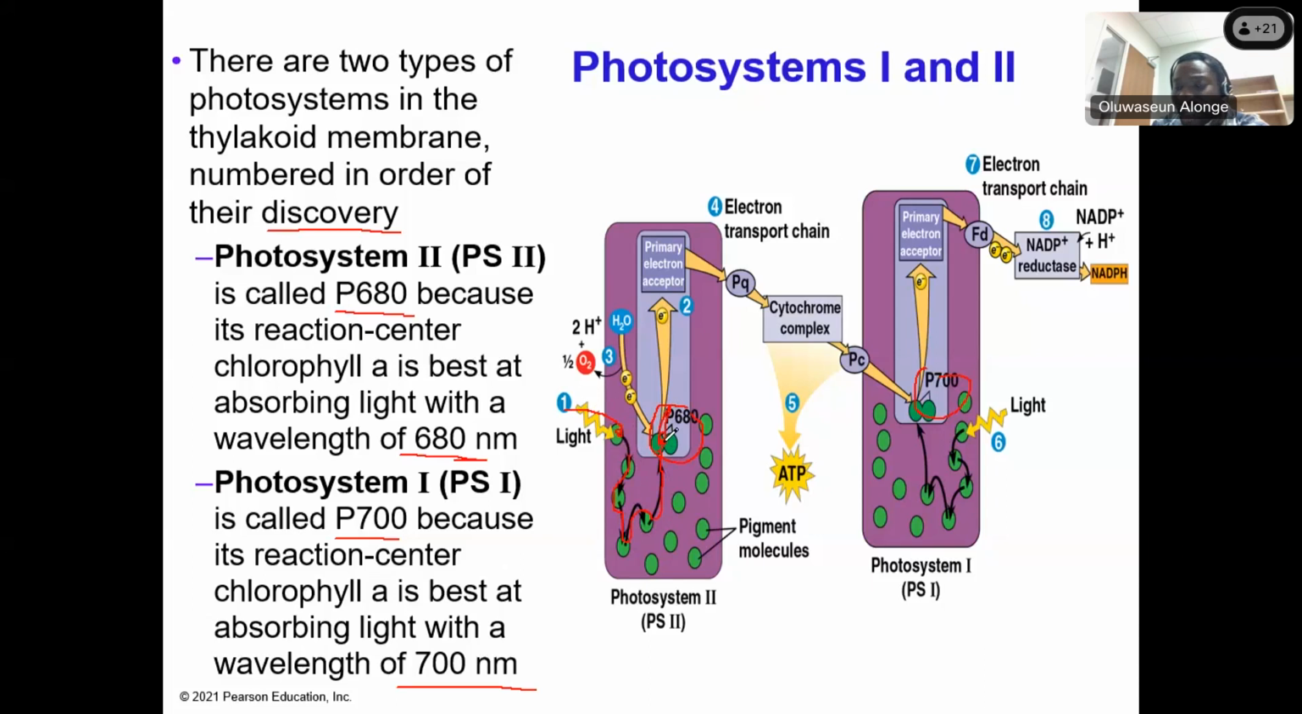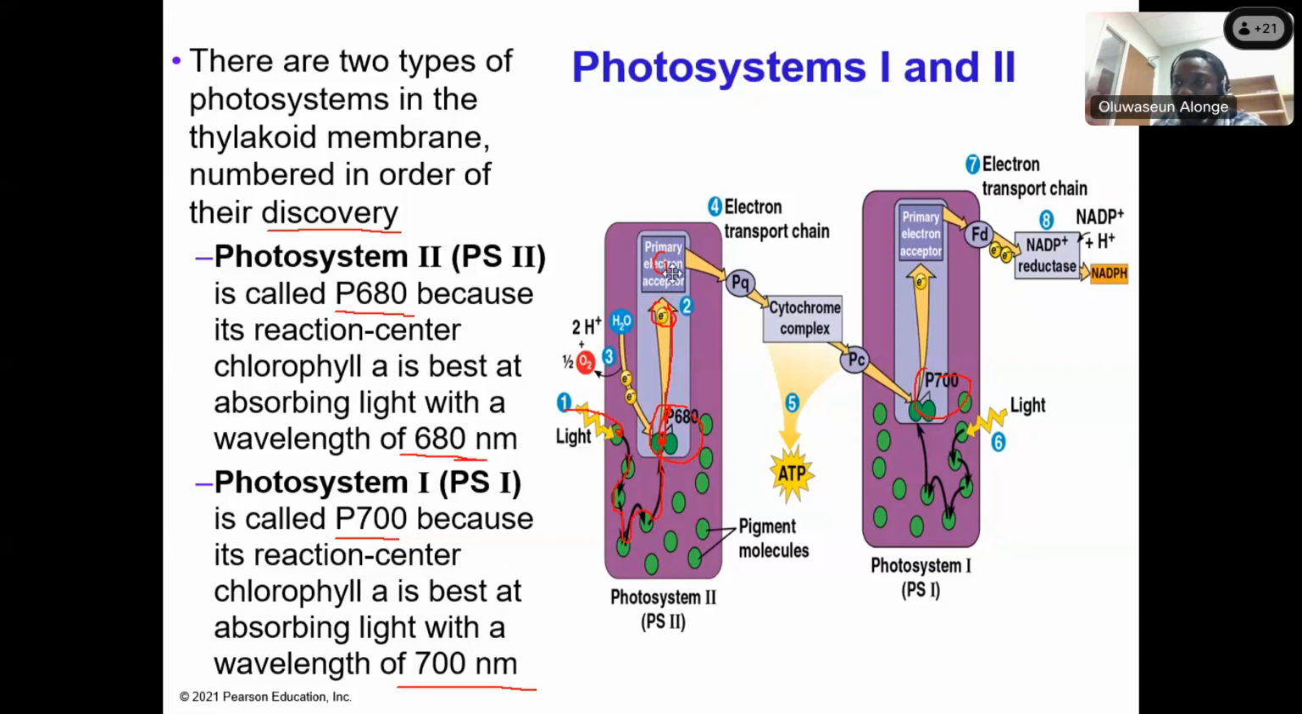Is it going to be seated? No, the electron is going to jump up. When the electron jumps up, you have the electrons here. What's going to happen? The electron will be accepted by the primary electron acceptor, and then it's going to be reduced once it accepts the electrons. I'm coming to show you that, don't worry.